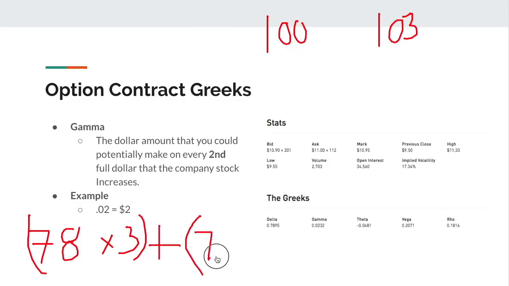So you're gonna multiply $2 in this case times 2, and then you're gonna determine how much money you can possibly make or lose per those dollars that moved up and down. In this case, I'm not gonna do the math, but you kind of get the gist. So remember, the first dollar, gamma doesn't count, but for every dollar after that, it starts to count along with delta.